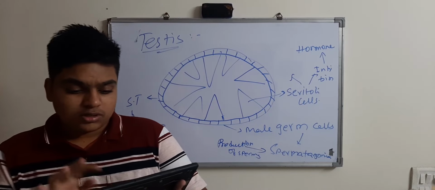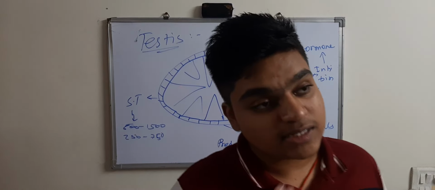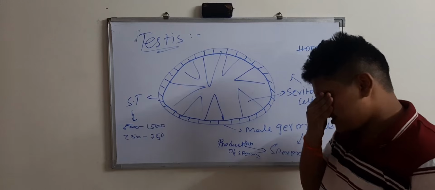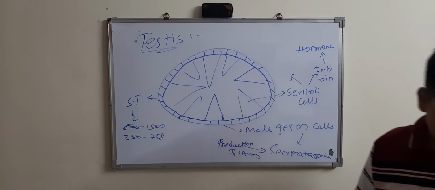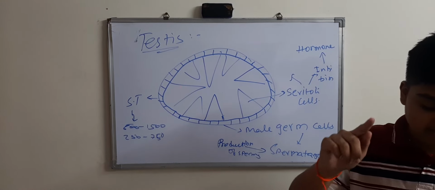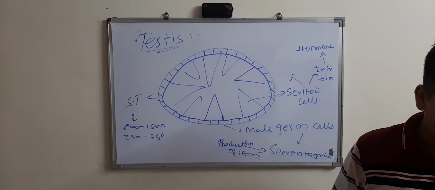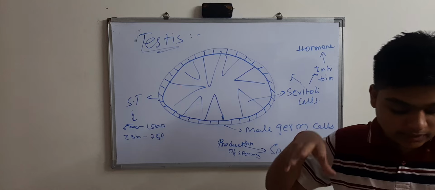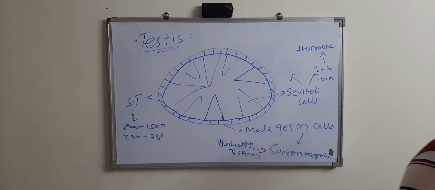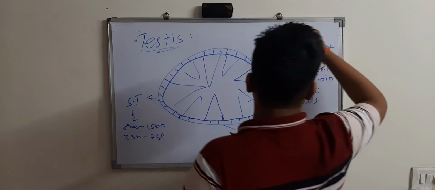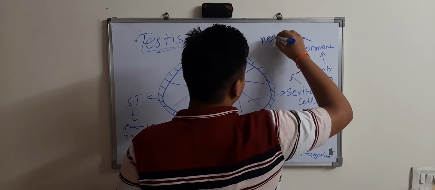Yes. Now, this inhibin, what it does is it helps in the negative feedback mechanism for FSH. It inhibits the synthesis and release of FSH, follicle stimulating hormone, in the pituitary gland and reduces the hypothalamic hormone LH. Okay, got it? Inhibin is a hormone which helps in negative feedback mechanism.